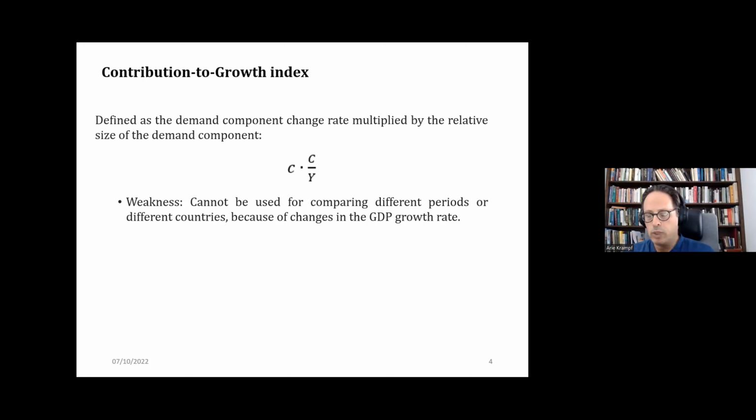So I will start with the definition of the contribution to growth of the different demand components. Currently, it is widely used and often measured by official databases. It is defined as the rate of growth of the demand component multiplied by the ratio of the volume of the demand component divided by the GDP. The problem with this indicator is that it does not allow you to compare different growth models in different countries or in different periods, because it is not normalized.